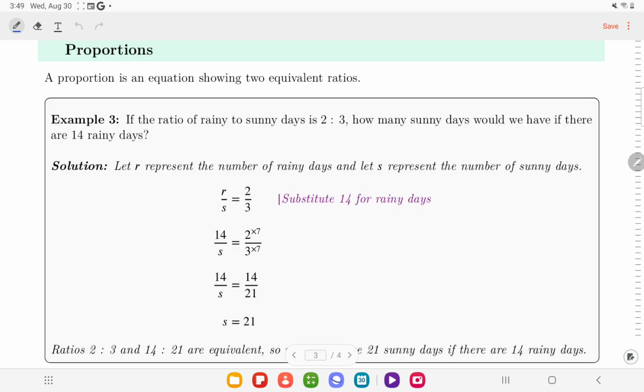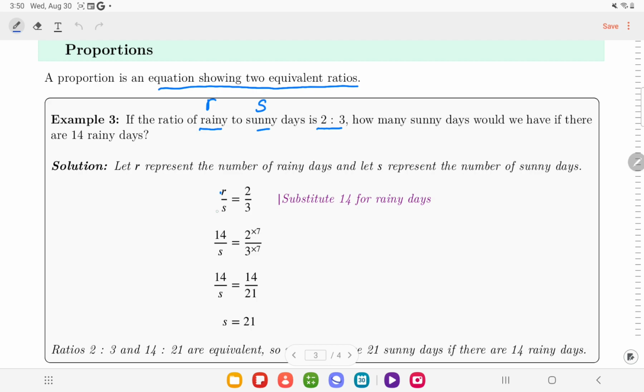A proportion is an equation showing two equivalent ratios. Let's look at example 3. If the ratio of rainy to sunny days is 2 to 3, how many sunny days would we have if there are 14 rainy days? Let's represent rainy days with R and sunny days with S. We create a proportion, which is an equation with two equivalent ratios.